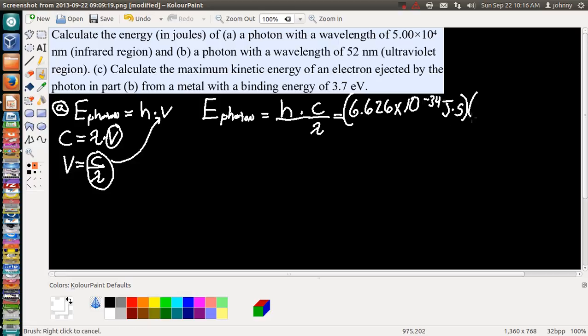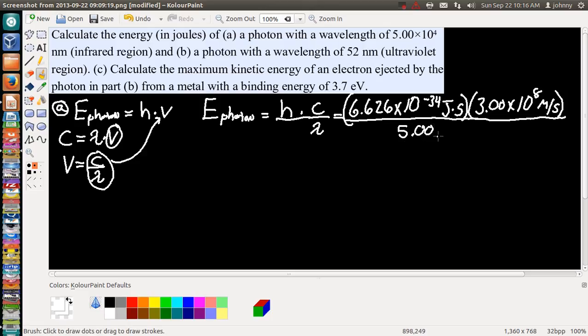The speed of light is 3.00 times 10 to the 8th meters per second, and then all this will be divided by my wavelength, and the wavelength they gave us was 5.00 times 10 to the fourth nanometers. Oops, that's an ugly N. Nanometers.